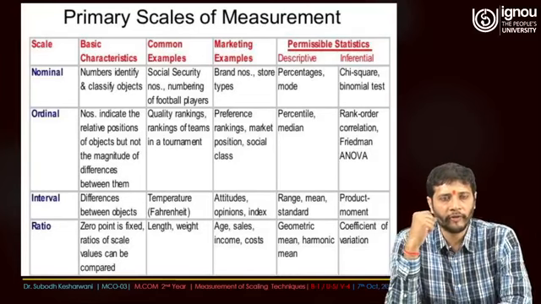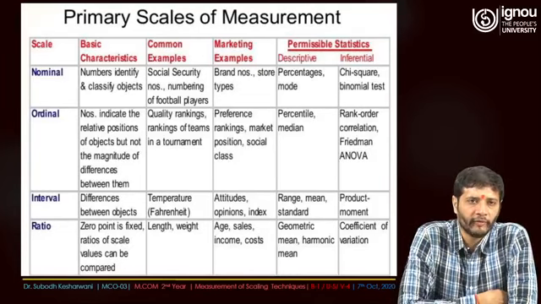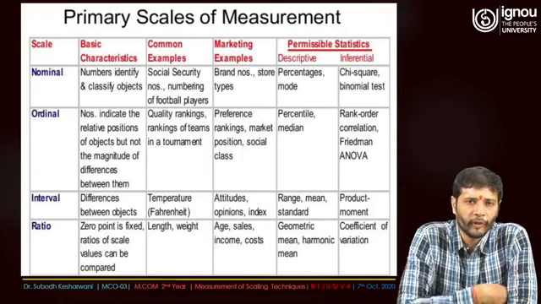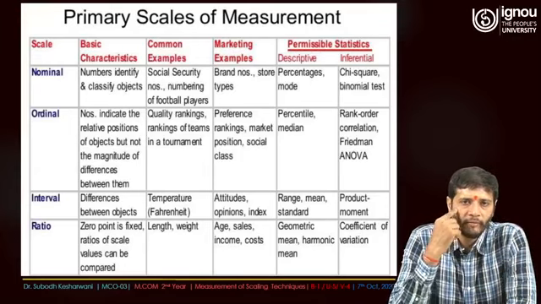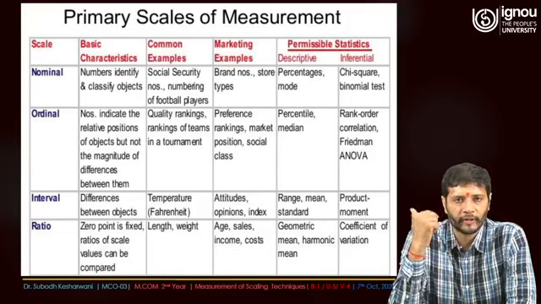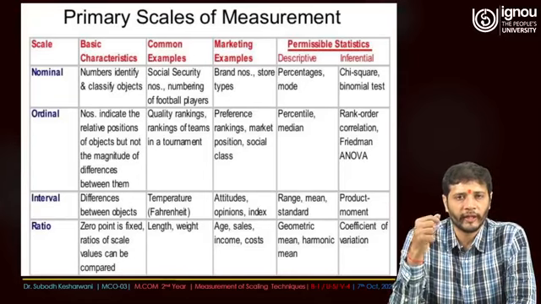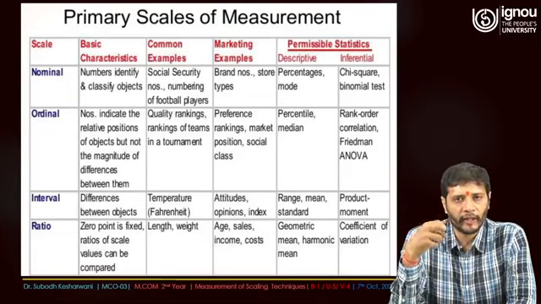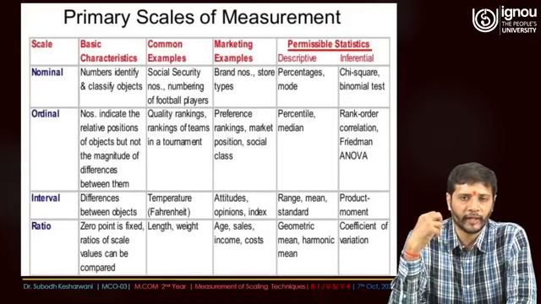When you talk about nominal, numbers identify and classify objects. Social security numbers and numbering of football players are common examples, and marketing examples are brand numbers and store types. Permissible statistics are descriptive or inferential. When we talk about descriptive statistics, we talk about the use of measures of central tendency, either the average, mean, median and mode, which could be the stereotype way of calculating statistics, applied through the descriptive statistics model.